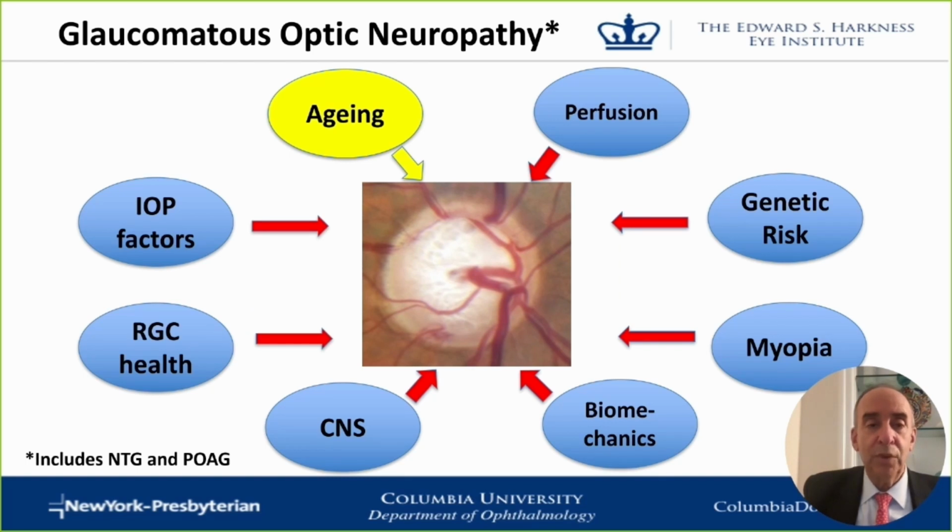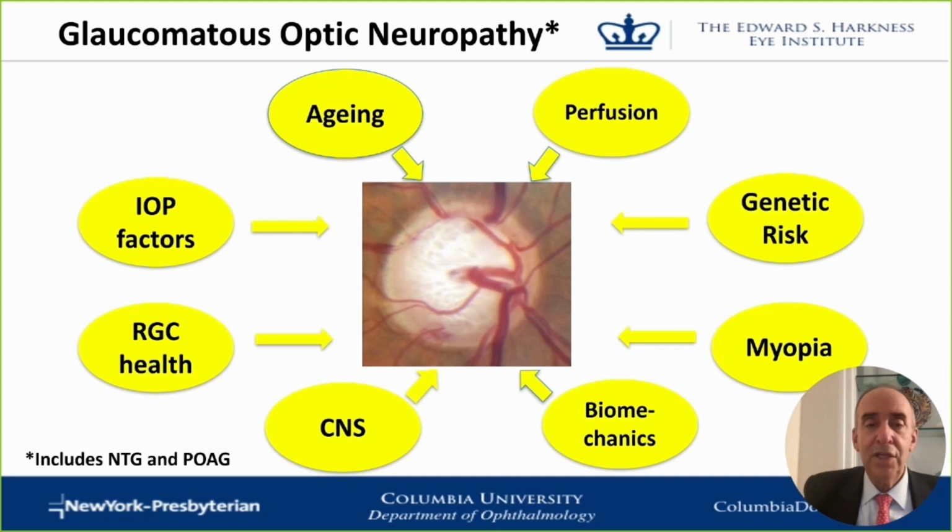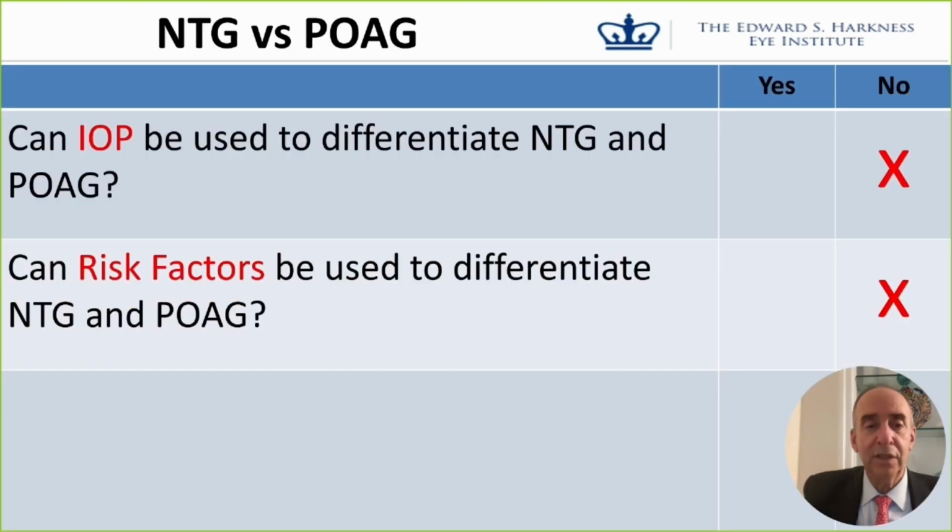Perhaps the most important risk factor for progression is aging. Aging will affect all of the other risk factors. So as we get older, an intraocular pressure at any given level will cause worsening of the disease process. Genetic risk often becomes more apparent as the patient ages. Perfusion of the optic nerve worsens with aging. So all of the glaucomas are affected by these risks, not just NTG and POAG.